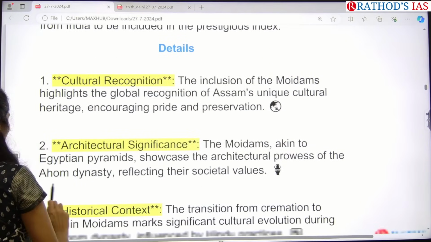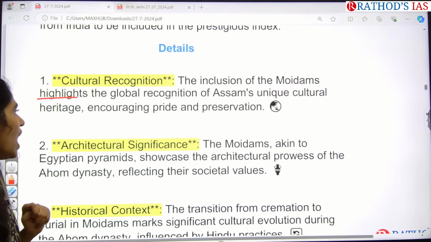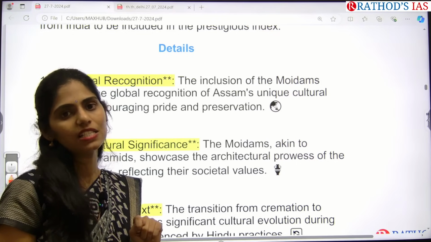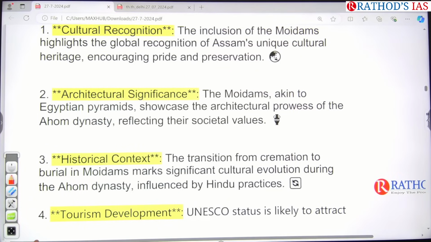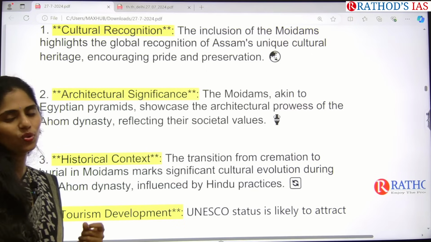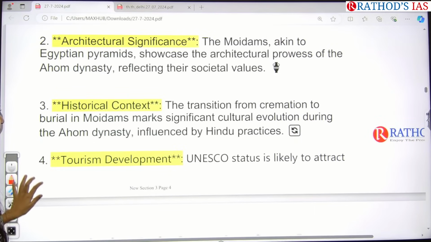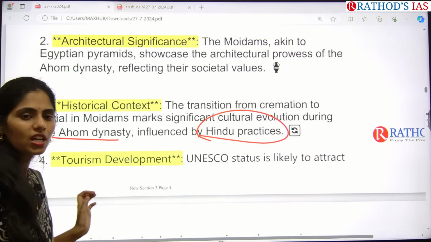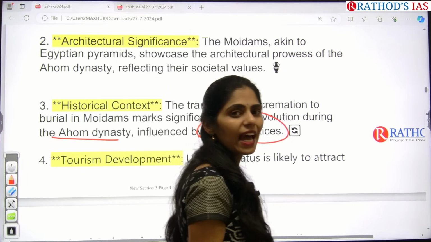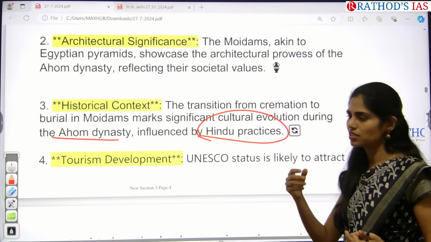By this we can understand that the Moidams highlight the global recognition of Assam's unique cultural heritage, and it will encourage pride as well as preservation. Next, we can understand the archaeological and architectural significance of the Ahom dynasty, and the societal values of that time. From the historical context, the Ahom dynasty was influenced by Hindu practices, so they used these as the final resting places of Ahom nobles as well as royalty.